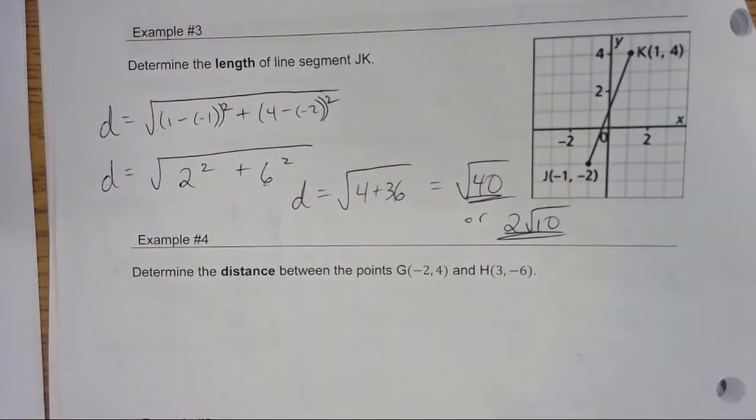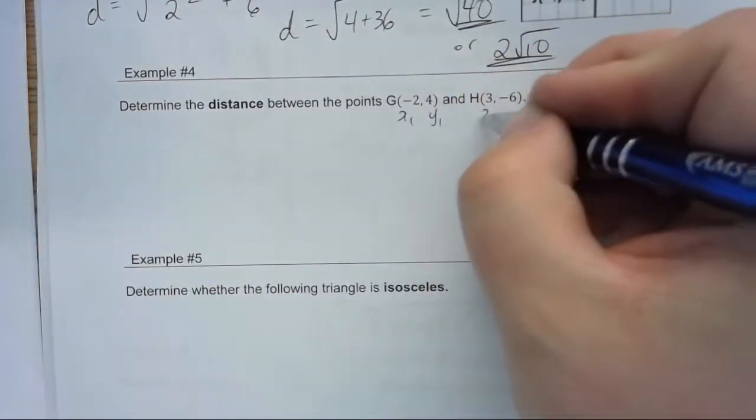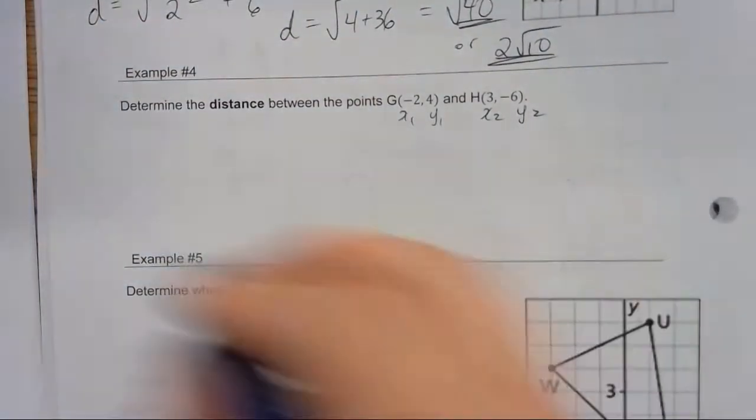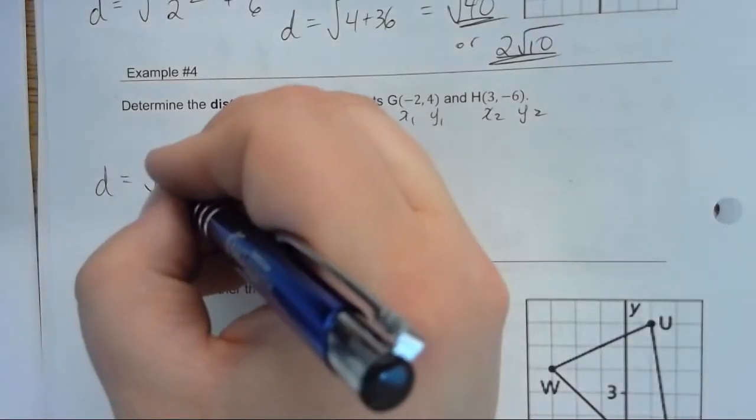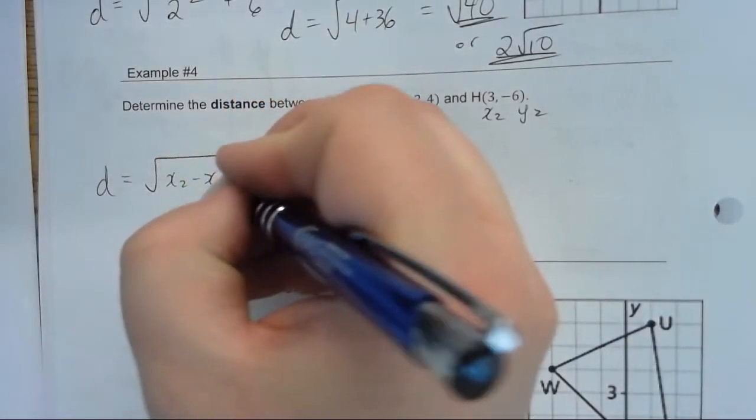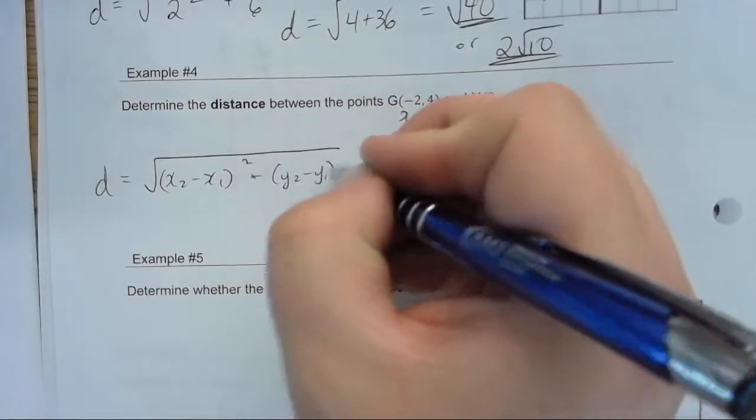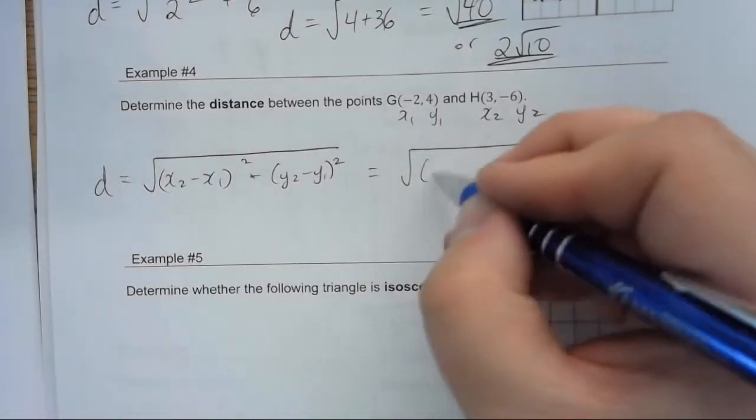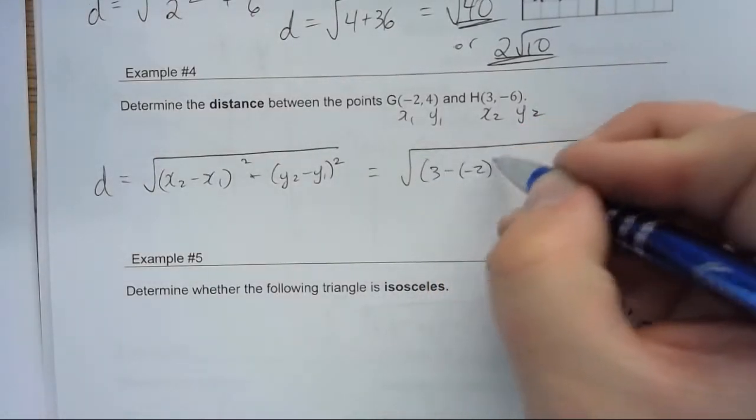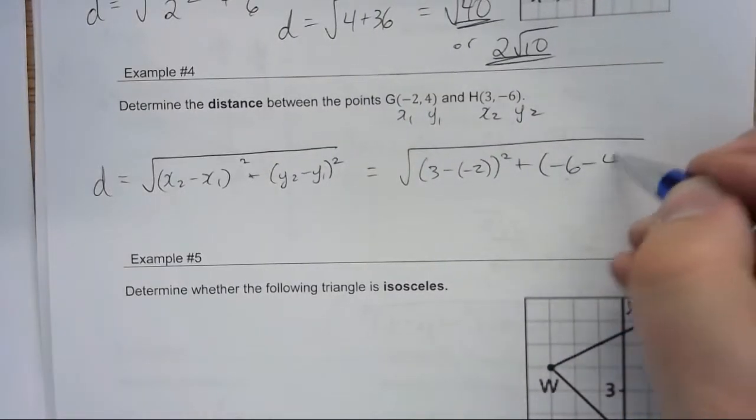All right, and like I promised, I don't really need that picture. Let's just formula this thing out. We'll call that x1 and y1. We'll call that x2 and y2. So my distance is, here, I haven't seen the formula well. I'll write the formula out again. x2 minus x1 squared, add y2 minus y1 squared. Okay, so let's plug in the numbers. It's 3 minus negative 2 squared plus negative 6 minus 4 squared.